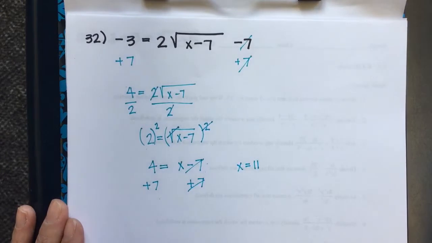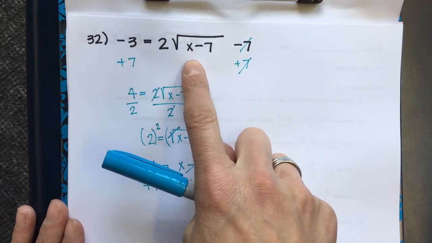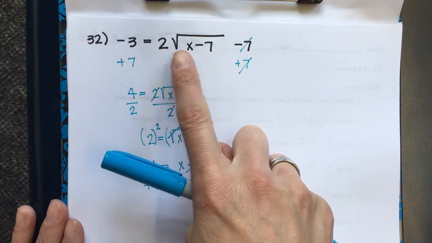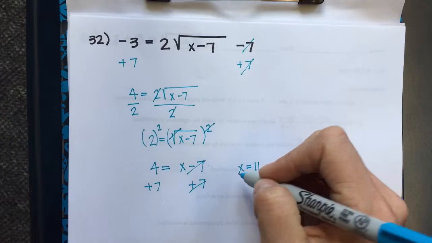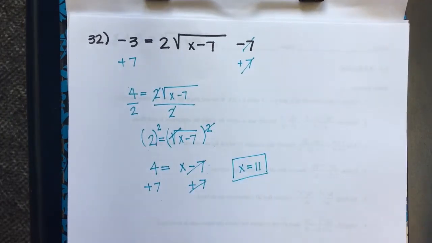Once again, make sure you check it. 11 minus 7 is 4. Square root of 4 is 2. 2 times 2 is 4. Minus 7 is -3. And again, it works.